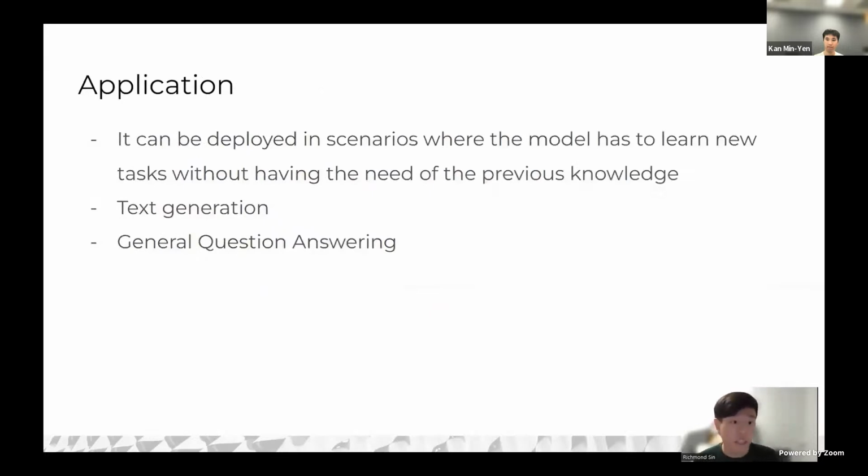And these are some of the examples of zero-shot prompting. It can be deployed on tasks where you don't really need specific domain knowledge, such as text generation, as well as general question answering. Based on the example that I showed previously, we asked it to give an introduction of the topic, and it's able to perform the task very well because the question that the prompt asked is not complex.